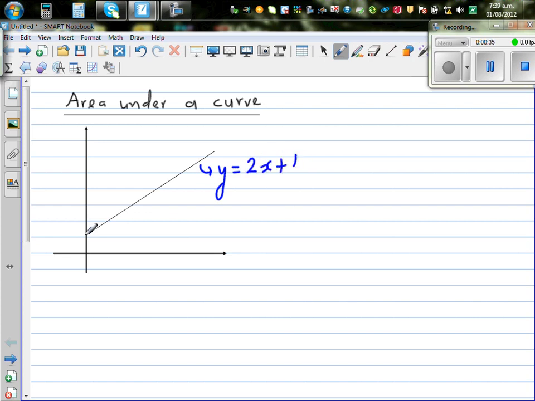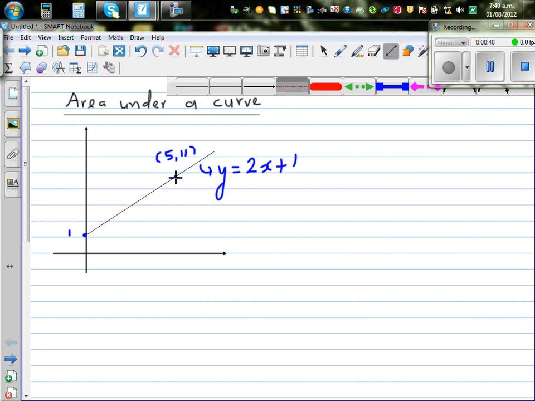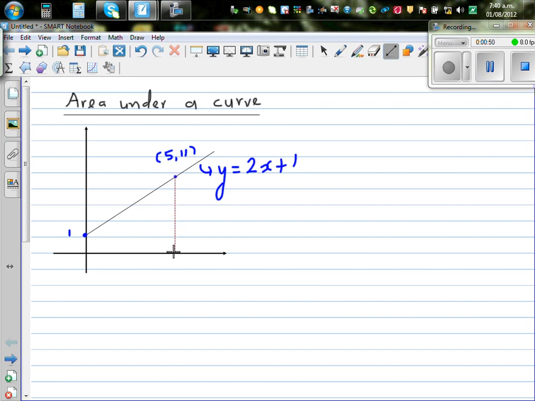So this point is obviously the y-intercept, which is 1. And let me take a point here, 5, comma 11. So when x is 5, y is 11. And we want to find the area under this curve. That means we want to find this area. So let me shade this. We want to find this area, which is the area of a trapezium.